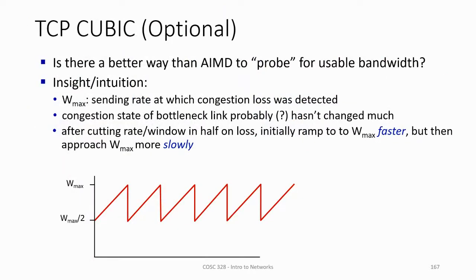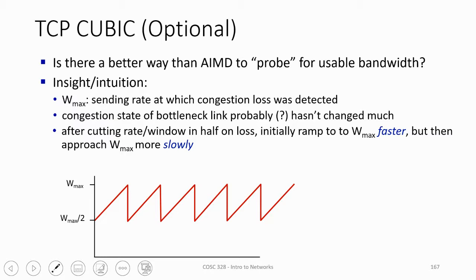So these are optional. These are not mentioned in the 7th edition. These are new things added in the 8th edition, but they are good to know. So basically, there is a better version of AIMD to probe the bandwidth called TCP CUBIC, and it was used until I think very recently, or at least a couple of years ago.